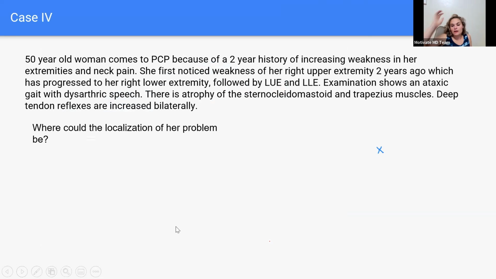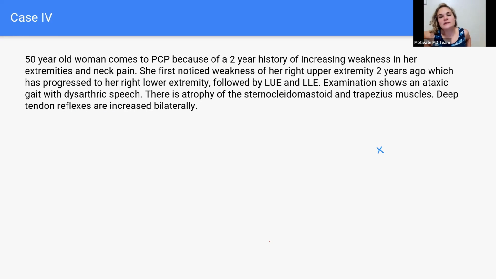Okay, so let's do the last case here to wrap it up. So we have a 50-year-old woman coming to the primary care physician. She's got a 2-year history of increasing weakness in her extremities and neck pain. She first noticed weakness of her right upper extremity 2 years ago, which has progressed to her right lower extremity, and now she also has involvement of her left side as well.